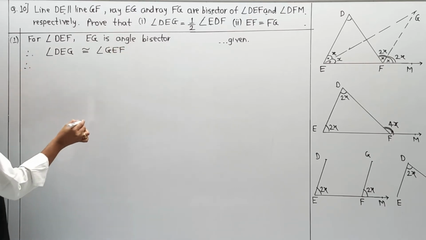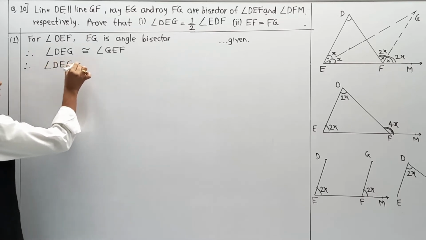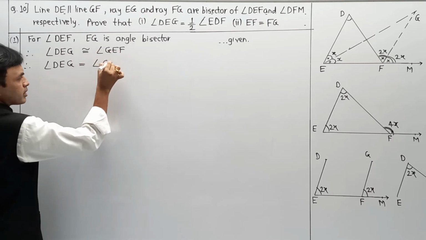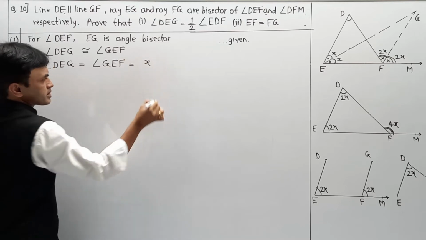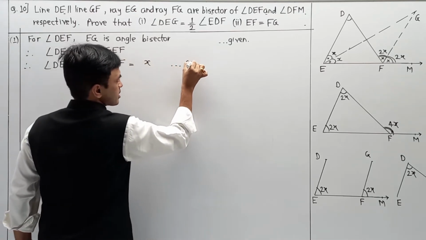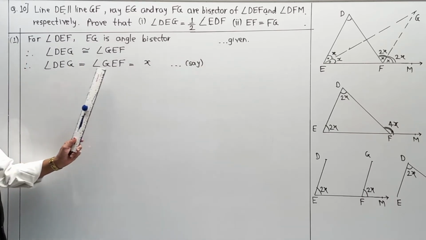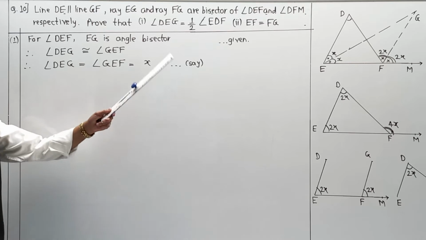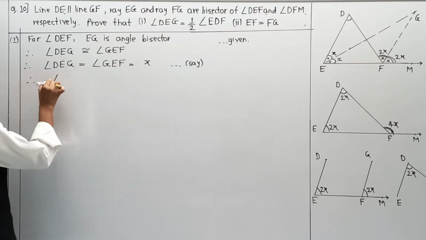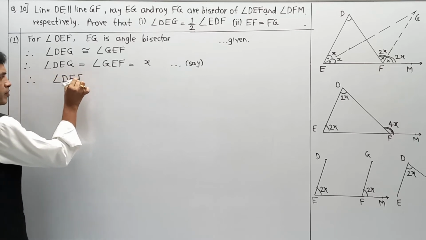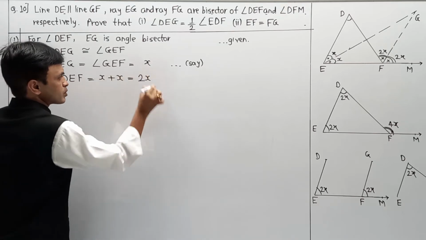Also we are going to add angle DEG is equal to angle GEF is equal to x. Now we have a part that DEG is equal to GEF is equal to x. Naturally we can say angle DEF, therefore angle DEF is equal to x plus x, means 2x.